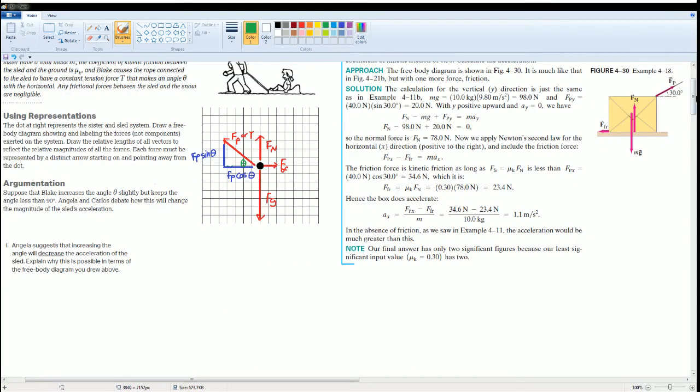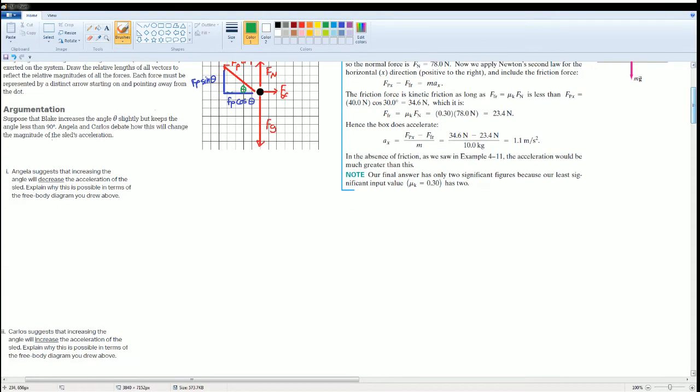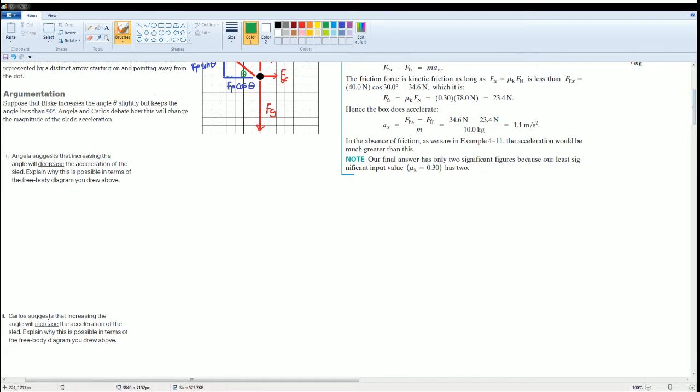Now you can answer the two parts here. Angelica suggests that increasing the theta, the angle, will decrease acceleration. Explain why that would be true. And Carlos will actually say that if you increase the angle, it will accelerate the sleigh. Who's right? Using the free body diagram.